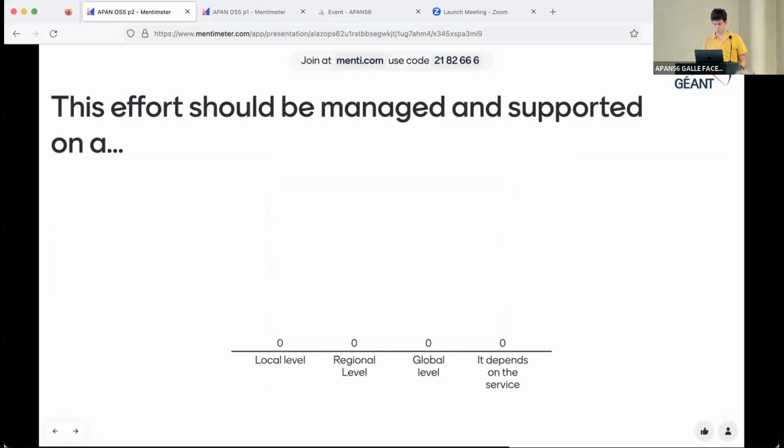So how should we go about this? I have my ideas. I think Nicole has hers, but we'd like to hear it from you. So this effort on OSS services should be managed and supported on a local level. Would you prefer to run it by yourself? Regional level? So, well, the APAN region, global level, or it depends on the service, which is always the easy answer, but probably also the most true answer.